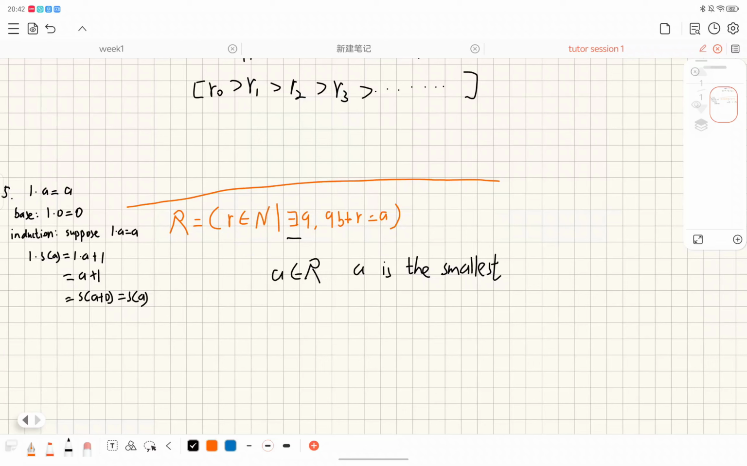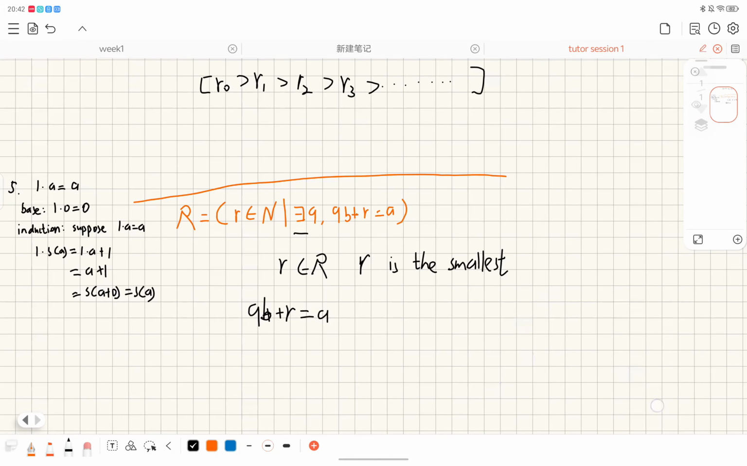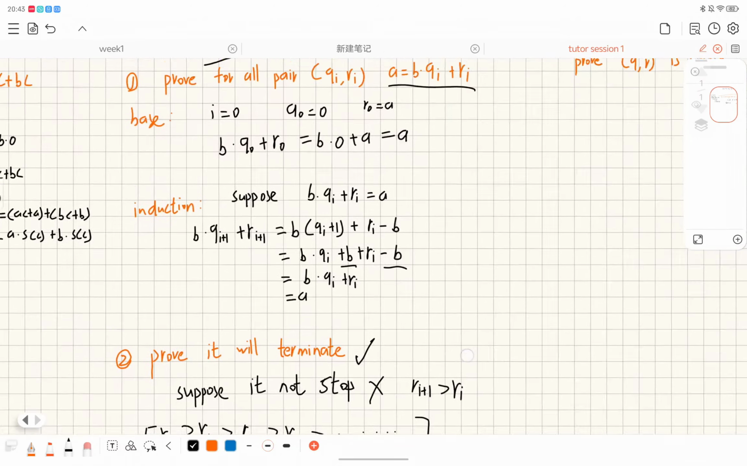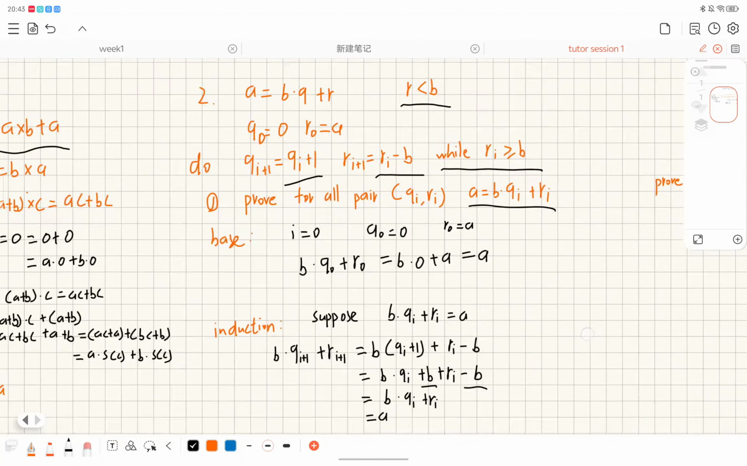Oh, sorry, let's not call it A. Let's call it R. So let's say R is the smallest element in the large R set. Then there is some Q such that QB plus R equals A. And we want to prove that this R is smaller than B. Otherwise, this Q and R cannot be used, because we have two requirements. One is BQ plus R equals A. Another requirement is R is smaller than B.